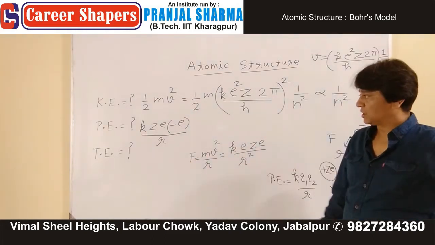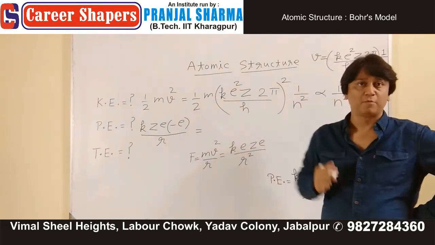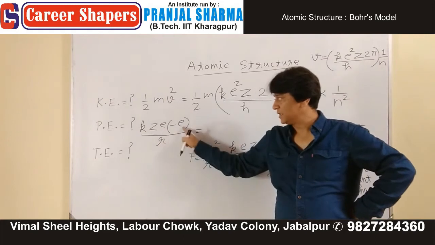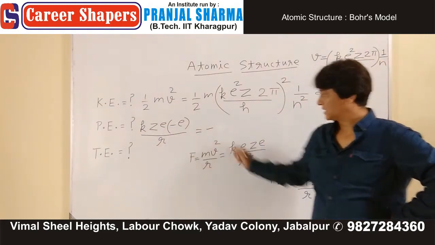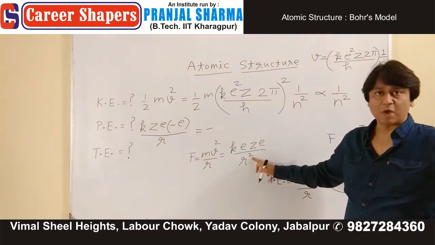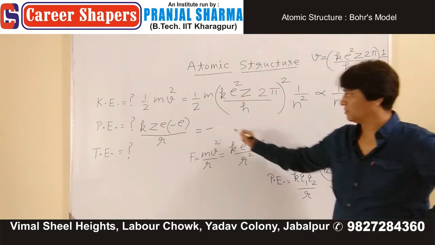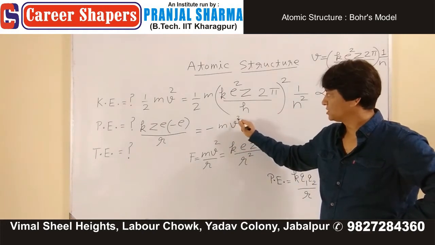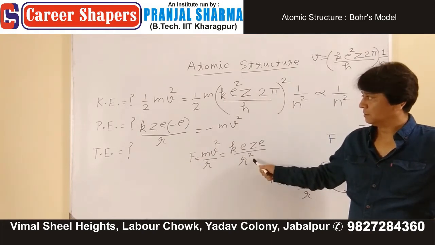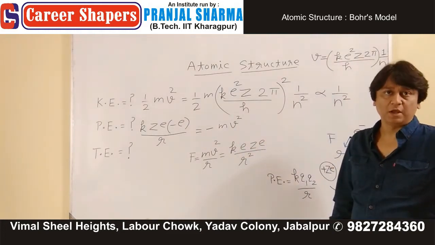This tells us an important result. Look at the term kZe square divided by R. This R in the R square term is gone. So the whole thing kZe square by R is nothing but minus of mv square, minus of mv square.